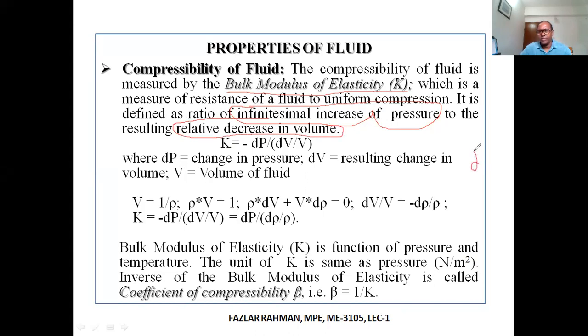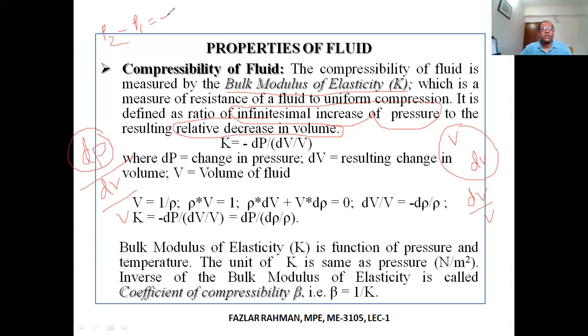So decrease in volume, how much? Normally expressed by dV or delta V, right? If the original volume is V, then the relative decrease in volume will be dV divided by V. Here, it's saying infinitesimal pressure, very small pressure. Say you increase pressure by dP. Then the relative decrease in volume will be dV divided by V. And this dP is the final pressure minus the initial pressure, P2 minus P1, right?